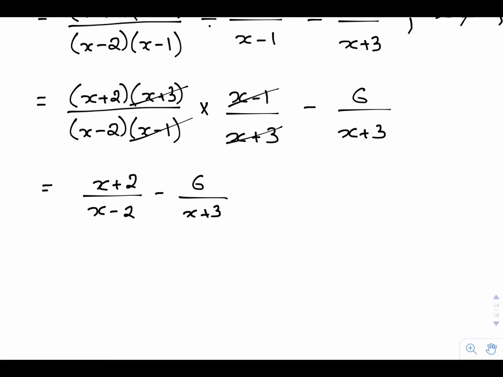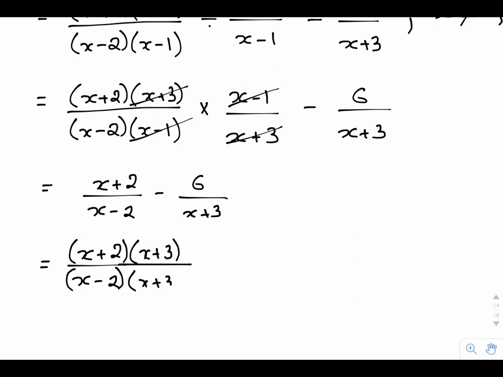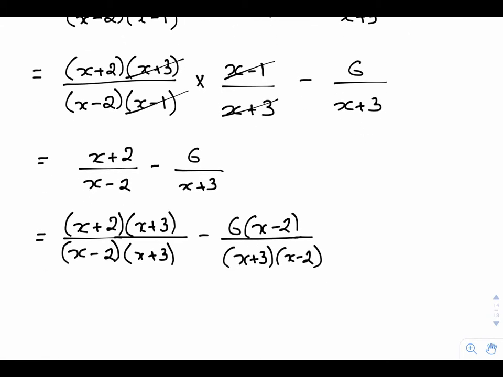My first fraction, I'll multiply top and bottom by x plus 3. My second fraction, I'll multiply top and bottom by x minus 2. Let me just paste this here. Extend my fraction line. And here I have x plus 3 minus 6 over x minus 2. This is x plus 3, x minus 2, and I can just multiply it out.